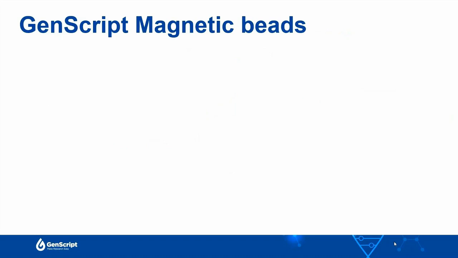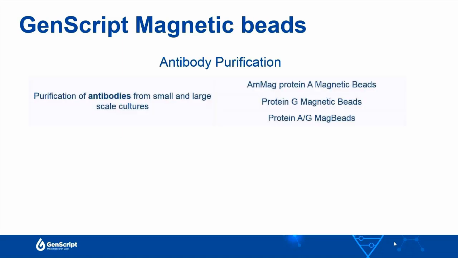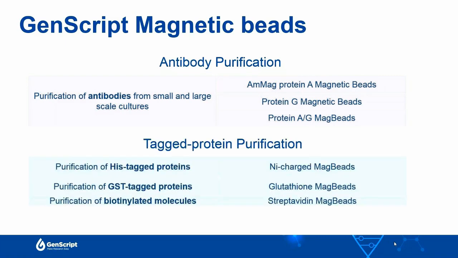So for antibody and protein purification, GenScript provides various magnetic beads that you can use with our instrument, the AMAG SA. For antibody purification, depending on the species that your antibodies belong to, you can use protein A, protein G, or both protein A and G magnetic beads. When working with recombinant proteins, for tagged protein purification, GenScript provides nickel-charged magnetic beads, glutathione magnetic beads, and streptavidin magnetic beads to purify recombinant proteins with those tags.